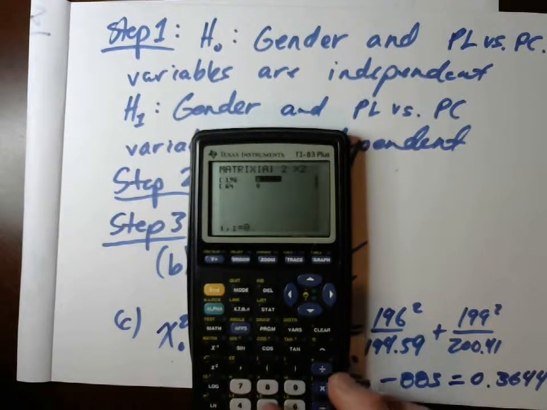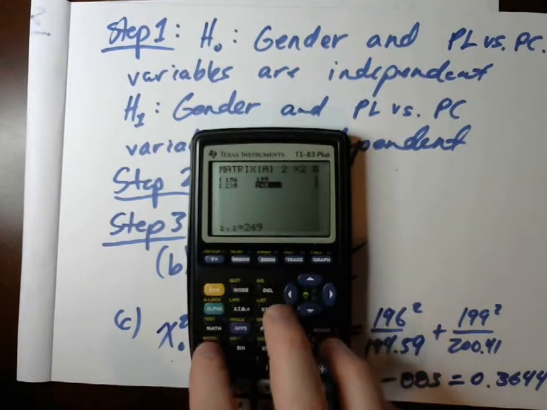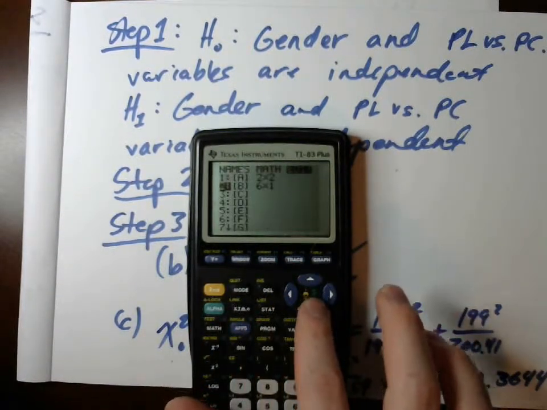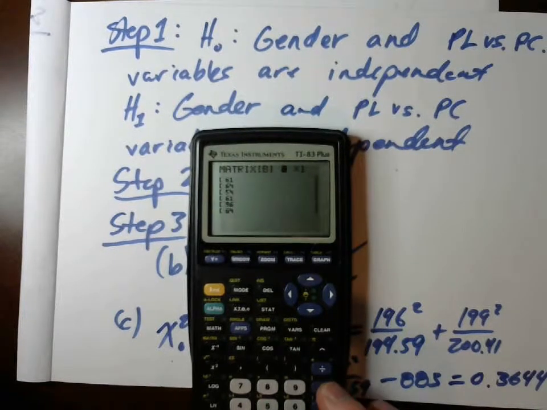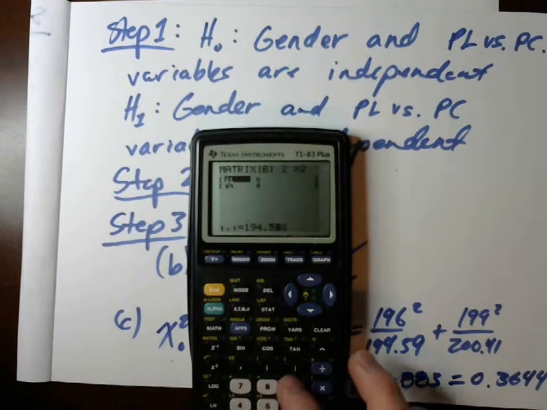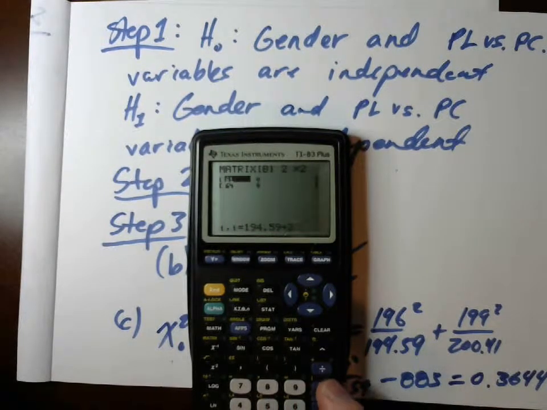196, 199, 239, and 249. Okay, and we need to go to second matrix and 2, 2. We need to make another matrix for expected. So we have 194.59, 200.41, 240.41.